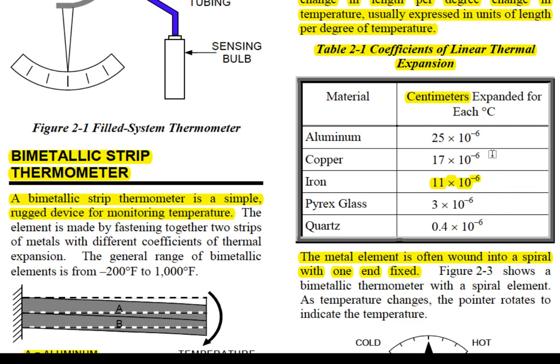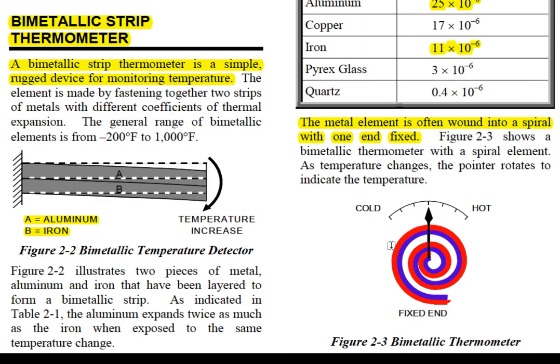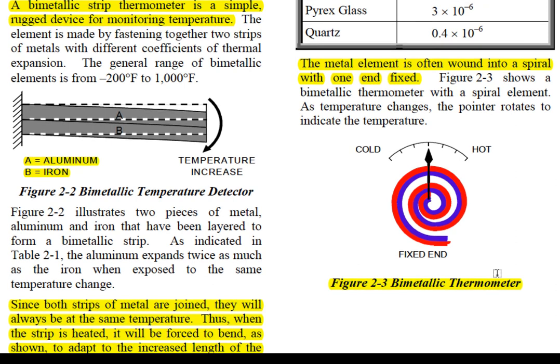And then notice over here, the aluminum is almost double. See that? It's almost double the linear thermal expansion. So it expands almost double the amount of the iron per degree centigrade. So you can see where this would really bend pretty good based on the aluminum expansion. All right, so this gives an example down here, picture 2-3 of the bimetallic thermometer. And what they do is they take the two metals, they join them together, and they put them in a little spiral.